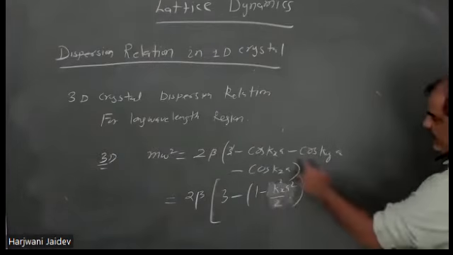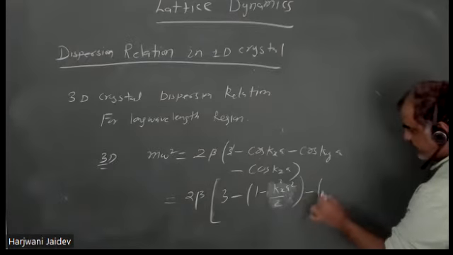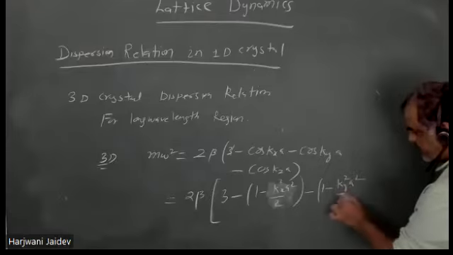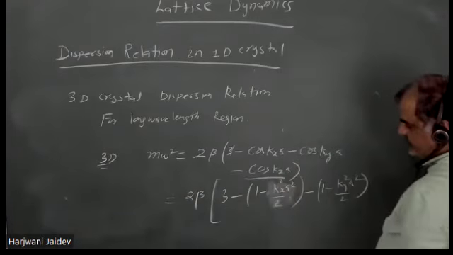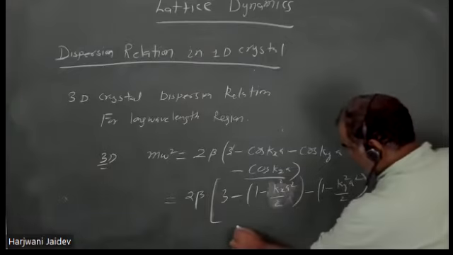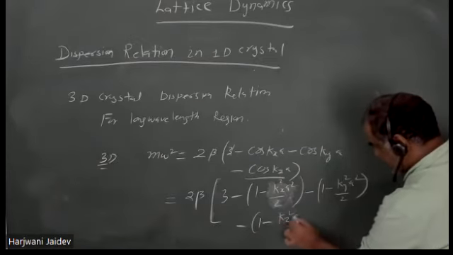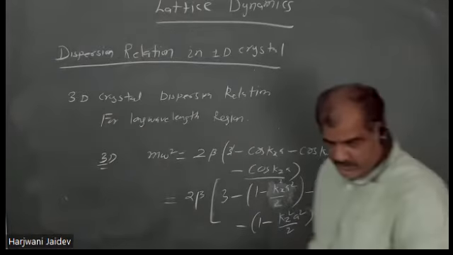Similarly, I can add here also for cos ky. So that will be 1 minus ky square a square by 2. Similarly, I can write the expansion for cos kz, that will be 1 minus kz square a square by 2. Okay, so now solve it further.